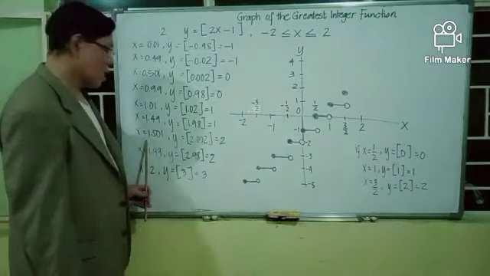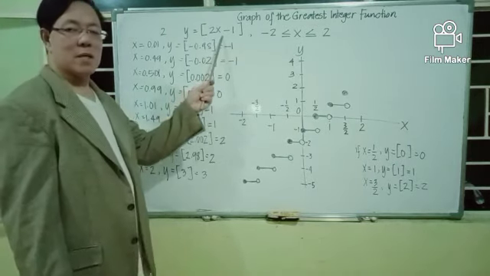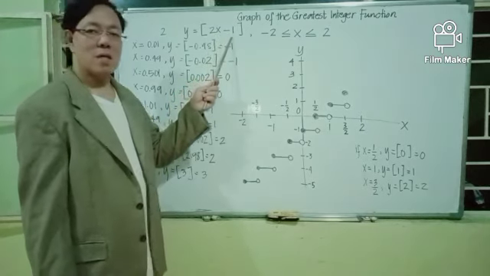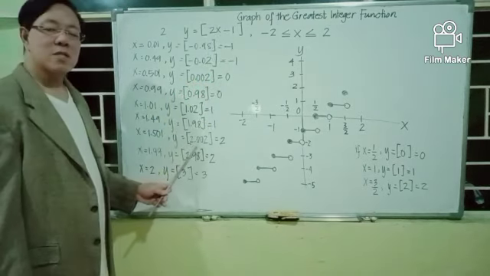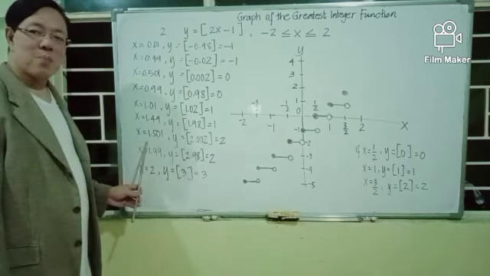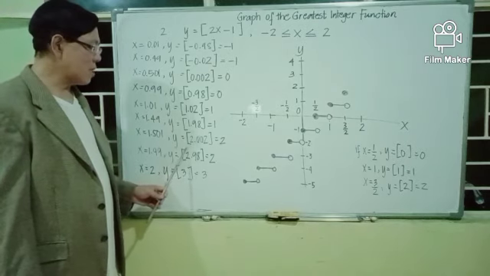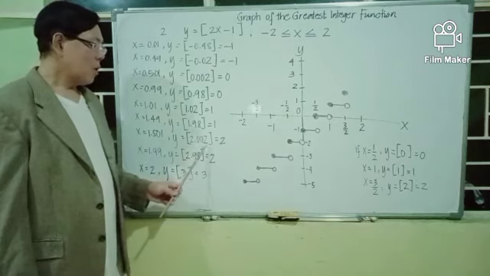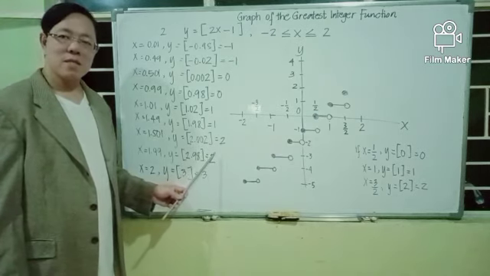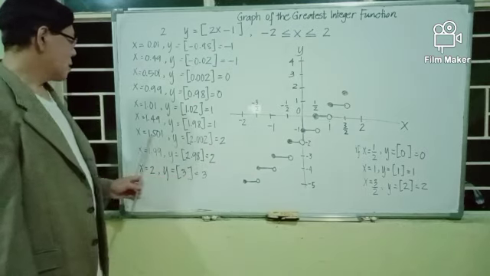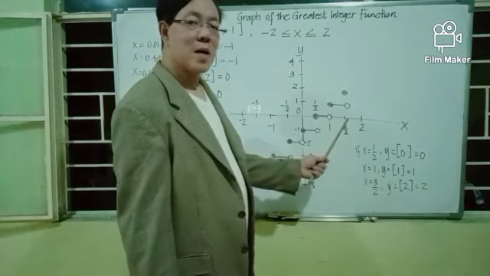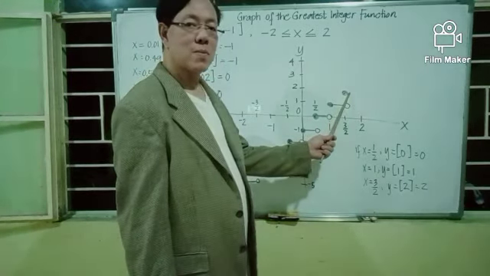And when x is 1.501, substitute in the greatest integer function 2 times 1.501 minus 1, and you should get 2.002 by using a calculator. Hence, when x is 1.501, the value of y is the floor of 2.002, or the greatest integer that is less than 2.002, and the greatest integer is 2. When x is 1.501, the value of y is 2.